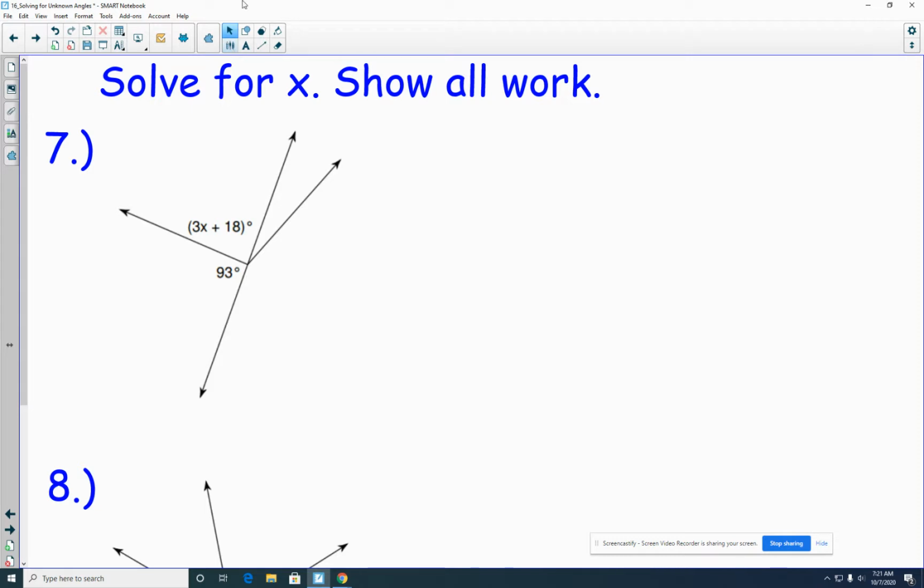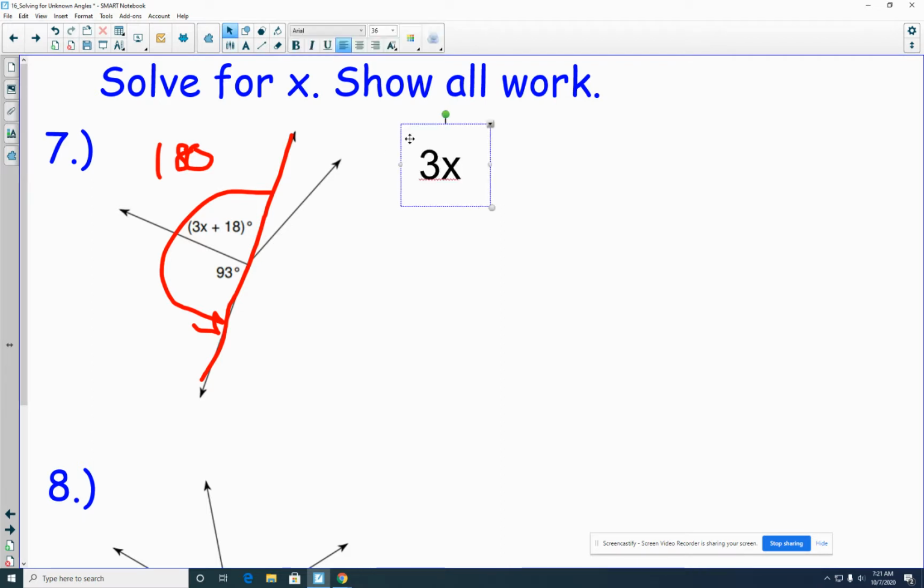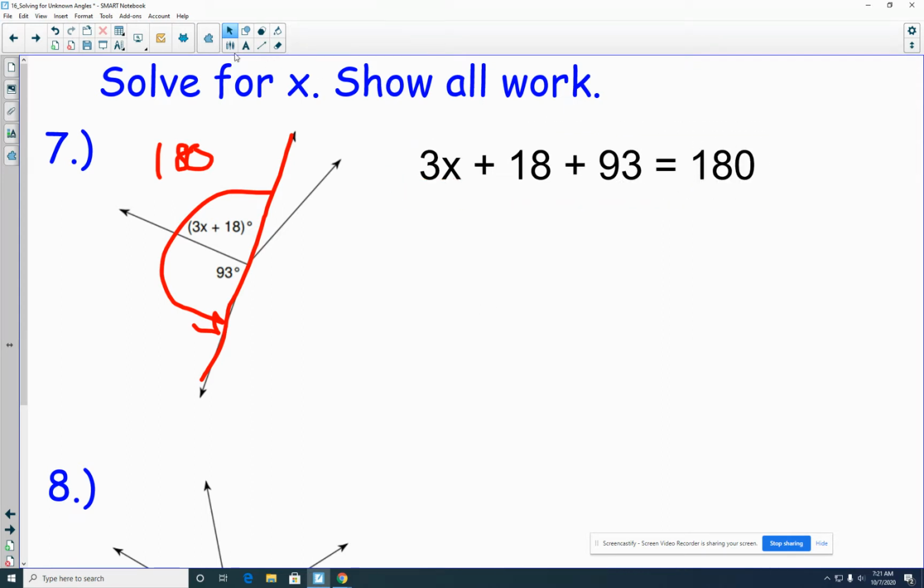Okay, so for this here, we have this straight line and these two angles are adjacent on that straight line. So this is a linear pair. This is your 180 relationship. So that means that this angle plus this angle must equal up to 180. So we have 3x plus 18 plus 93 equals 180. And remember for this, you want to go ahead, draw your line down the middle, combine like terms, and then solve from there.